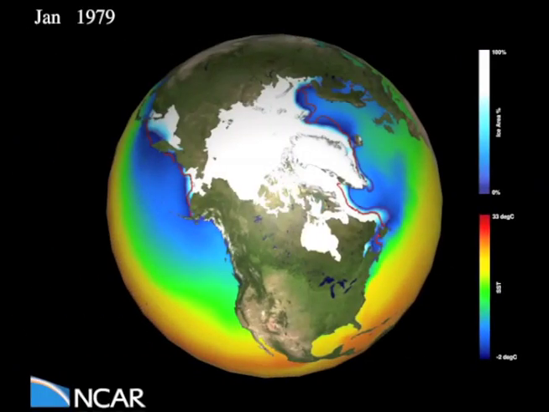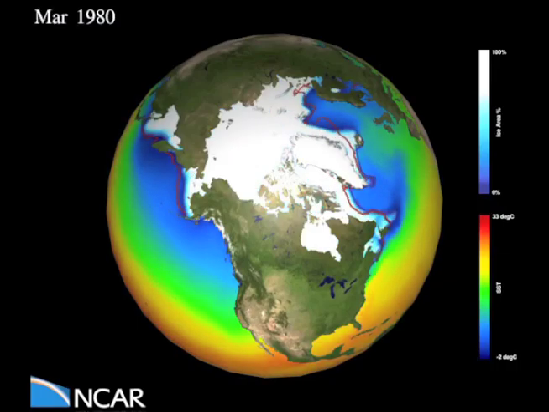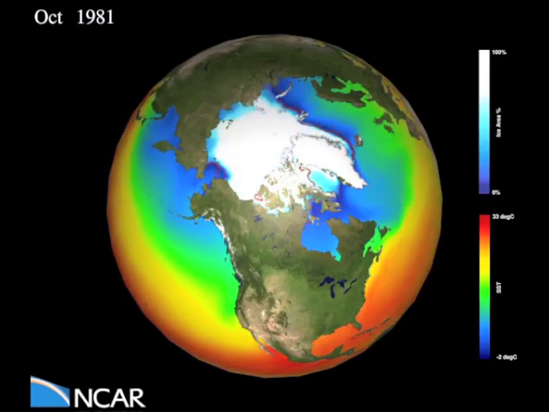Hi, I'm Marika Holland, a scientist at the National Center for Atmospheric Research. We use computer models to study the climate system. This includes interactions between the ocean, atmosphere, land, and sea ice, and how they change over time.